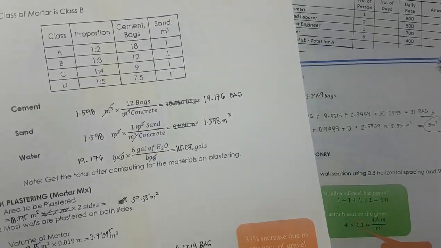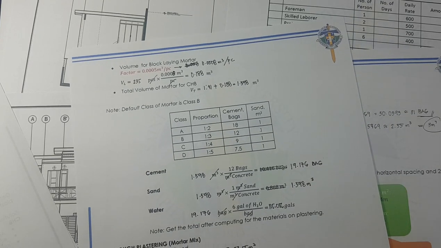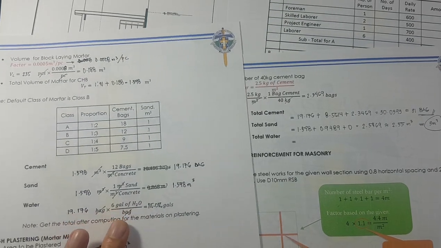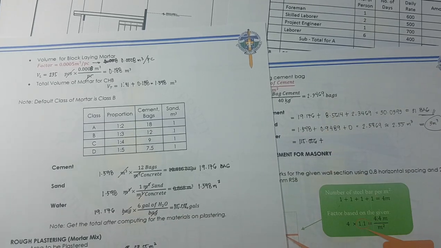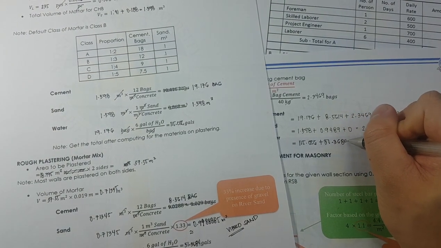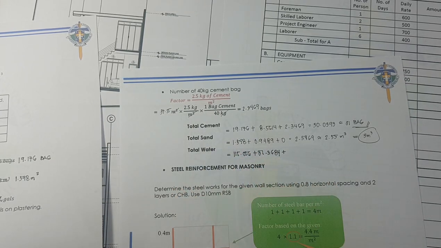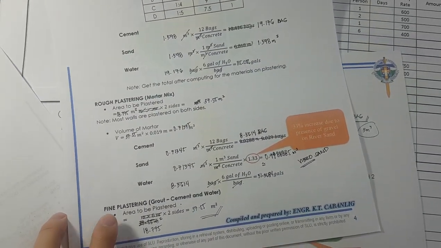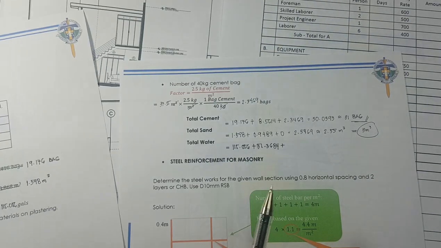Next is the water. That is a reminder to drink water, okay? Now, for our water, we had here 115.056 plus our other gallons, 51.3684, plus we still have another one to compute, the fine plastering. For the fine plastering, which is grout, because it is a combination of just cement and water.